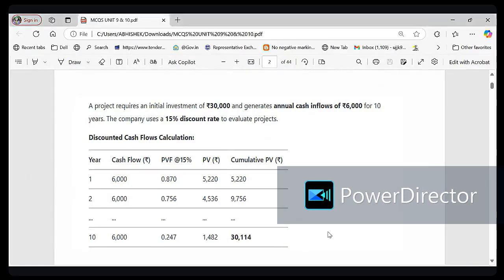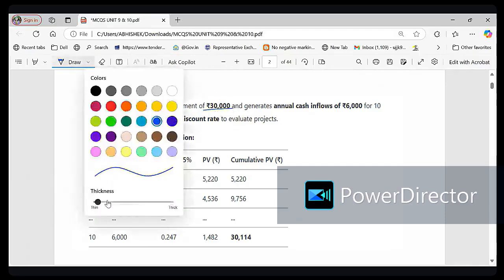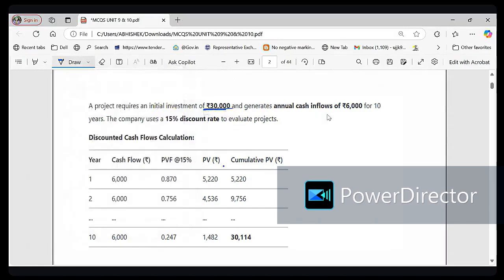So friends, in this question, what is given is that ABC Limited is considering a project that requires an initial investment of 30,000 rupees. Initial investment required is how much? As you can see, 30,000 rupees, right? And the project generates an annual cash flow of 6,000 for 10 years. And the company uses a 15% discount rate to evaluate the project, right?